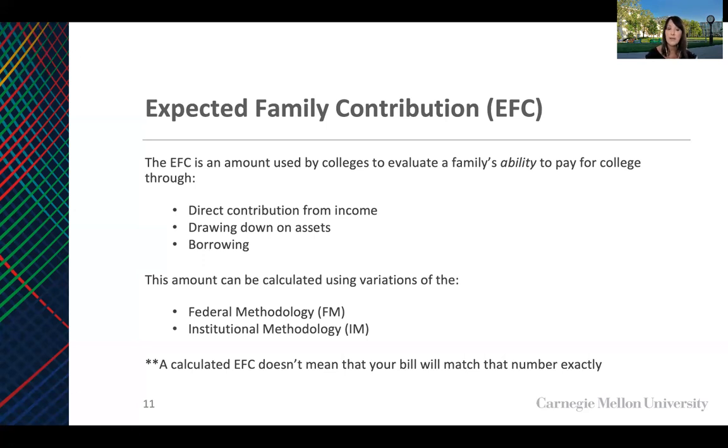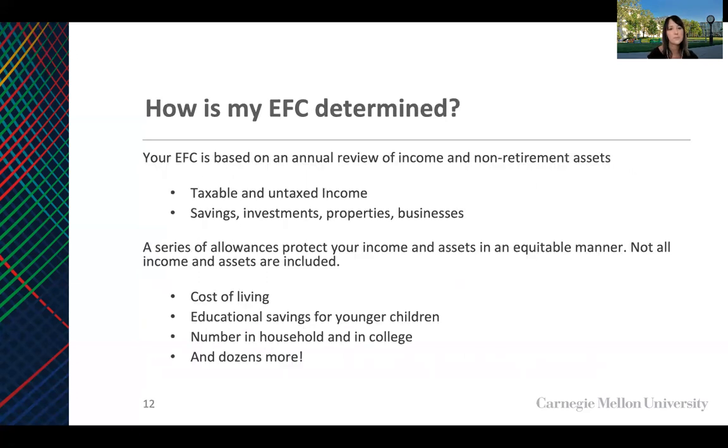Also keep in mind, a calculated EFC doesn't mean that your bill will match exactly. That is an expected family contribution. So that does not mean that's exactly what you will be responsible for paying when you receive your invoice.